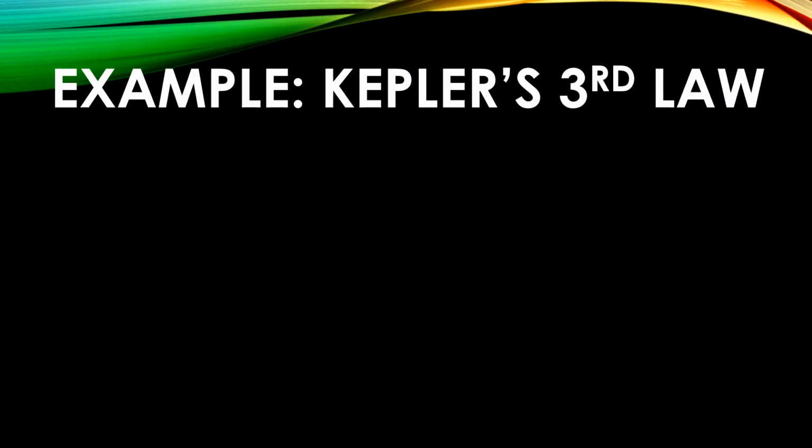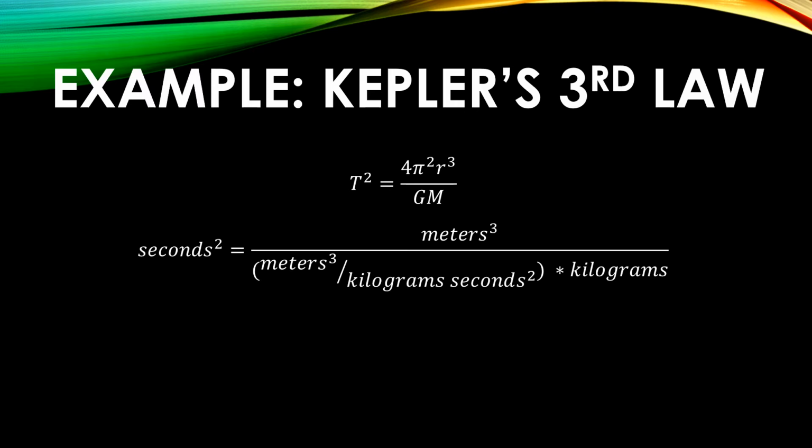Now let's look at a little bit more complicated an example, Kepler's third law. Kepler's third law states that the period of an orbit squared is equal to 4 pi squared times the radius cubed over the gravitational constant times the mass. The gravitational constant here has a value of 6.67 times 10 to the negative 11th meters cubed over kilograms second squared.